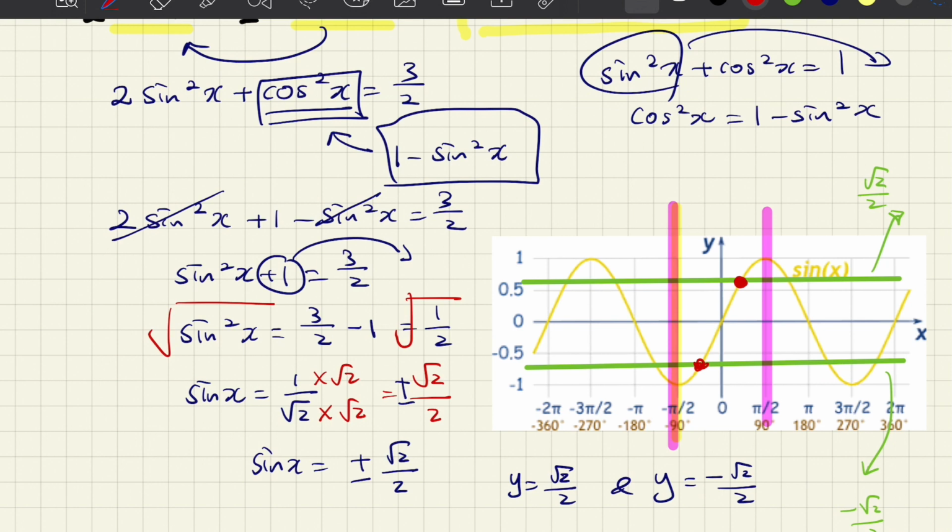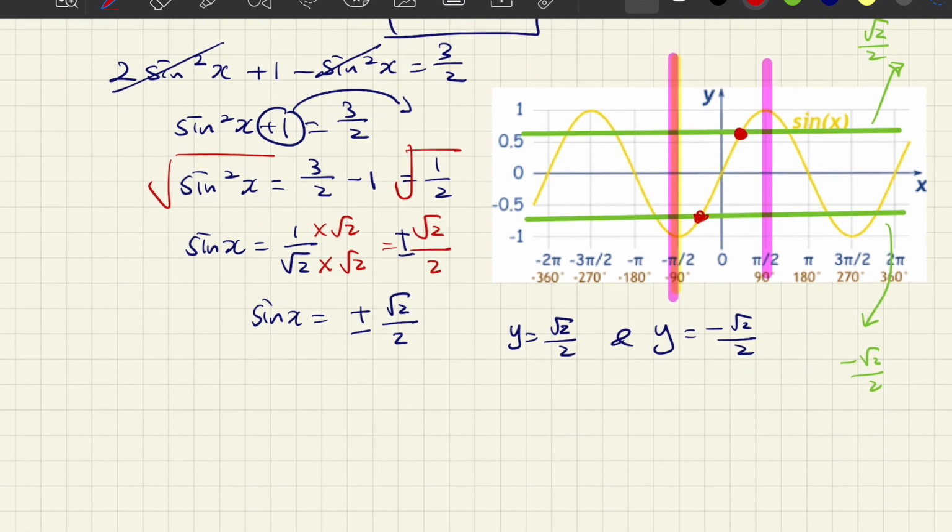Then using the unit circle, we do know that in the first quadrant, when the angle x value is equal to pi over 4, we get our first sine x value equal to square root over 2. Okay, so this is your first x value.